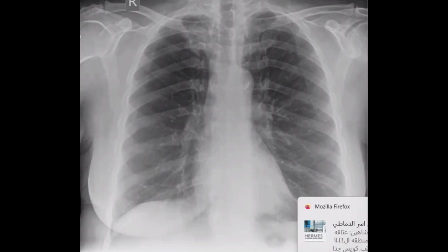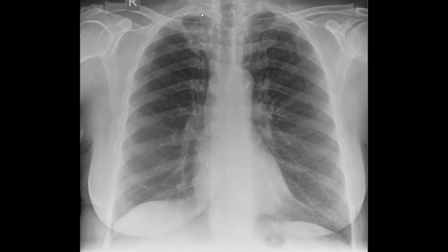Sir, there is a subtle area of increased opacification in the right paratracheal region. If I am able to get the control. Yes, sir, I requested. Sir, this area, are you able to see where I'm pointing? Yes. A subtle area of increased opacification is noted in the right paratracheal region.